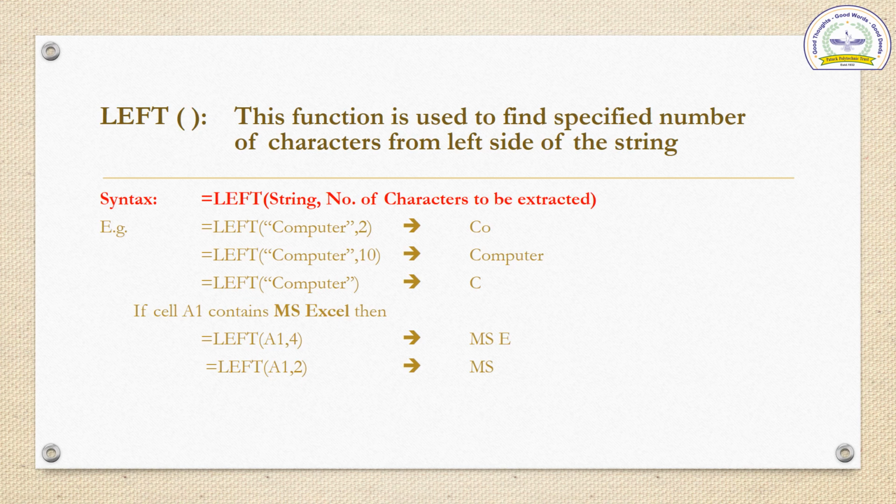In the second example, where we have the same string in the A1 cell and the number of characters is mentioned as 2, the output will be MS. In the third case, where A1 is not acting as a cell reference, it is itself a string, and in this case the two leftmost characters are going to be A1.